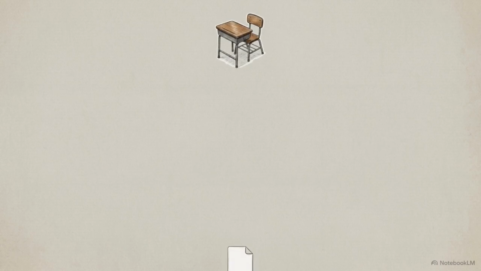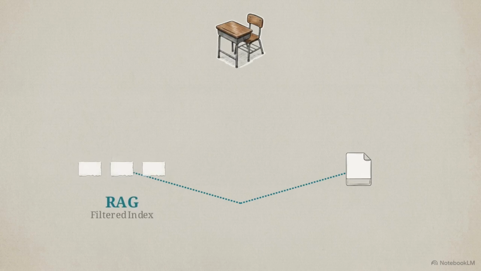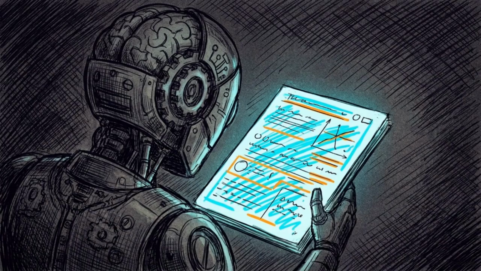There are two different strategies to get that data onto the desk. We can either provide a carefully organized index of snippets, or we can ask the AI to speed read every document you own. In the end, an AI's answer is only as useful as the specific pages we choose to put in front of it.